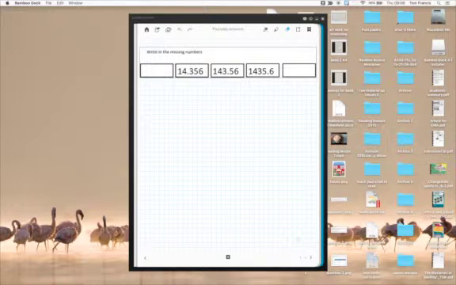Question 1. Write in the missing numbers. Well, if we look at the numbers that we have, I've not got a number here. Here, if we look at just the digits, 1, 4, 3, 5, 6, 1, 4, 3, 5, 6, 1, 4, 3, 5, 6. So all that's changing is the decimal point. So each time the decimal point is moving on one place.